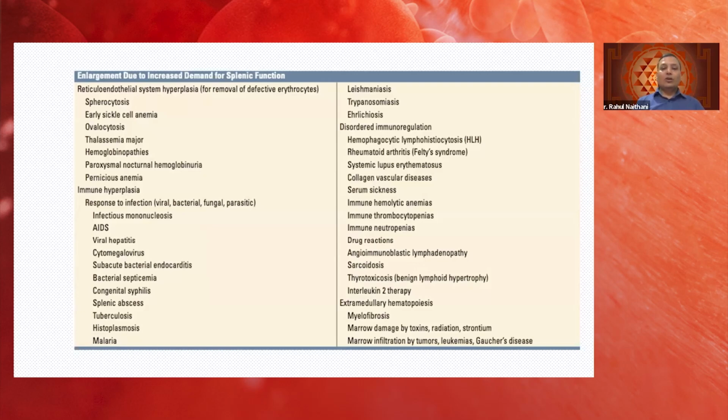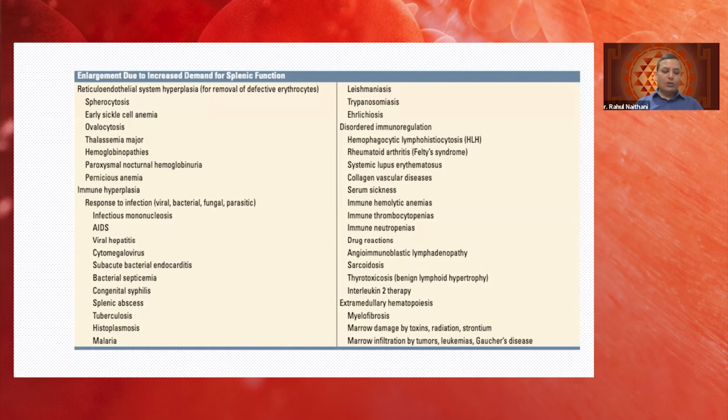If you talk about disordered immune regulation, so hemophagocytic lymphohistiocytosis, you can have arthritis. Felty's syndrome, you understand, is a triad of neutropenia, splenomegaly, and arthritis. Collagen vascular diseases, serum sickness, immune hemolytic anemia is a very common cause of splenomegaly. Immune thrombocytopenia is generally not primary but secondary, and immune neutropenia is generally seen more in children. Of course, you could have drug reactions which could cause splenomegaly, sarcoidosis, thyrotoxicosis. You could have angioimmunoblastic lymphadenopathy.